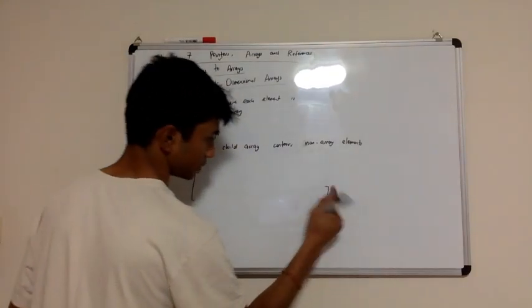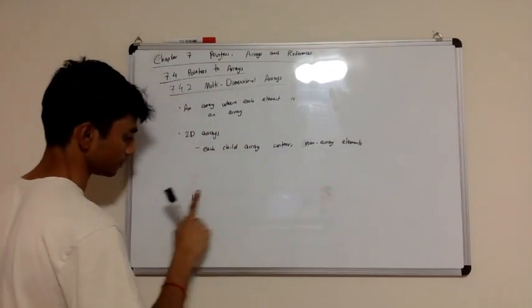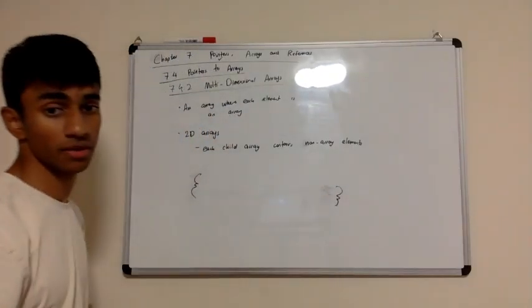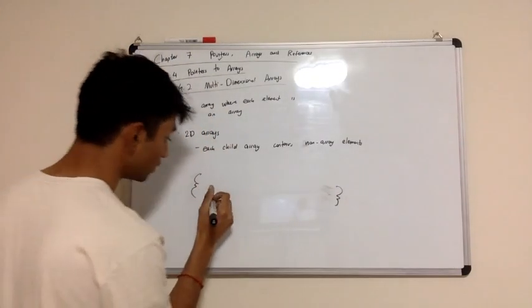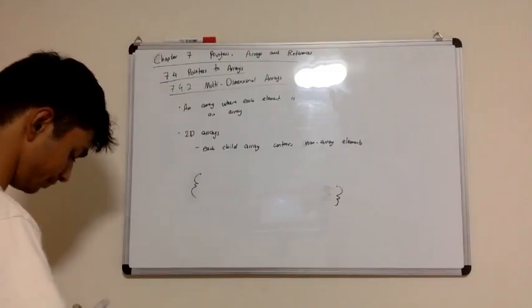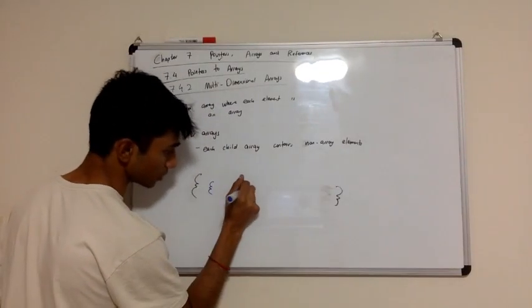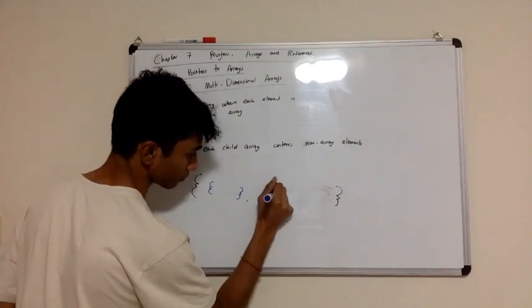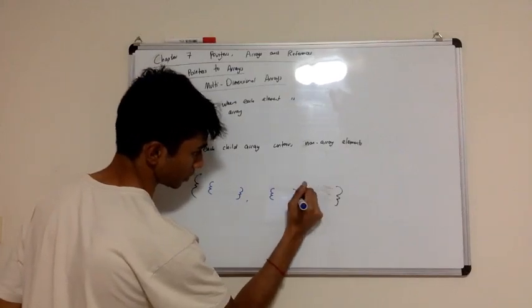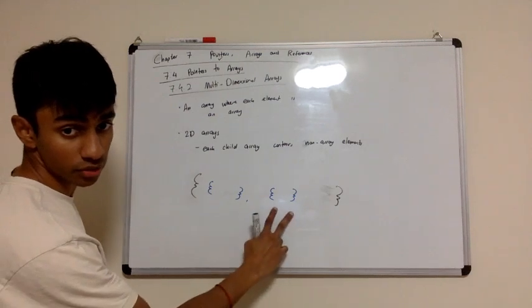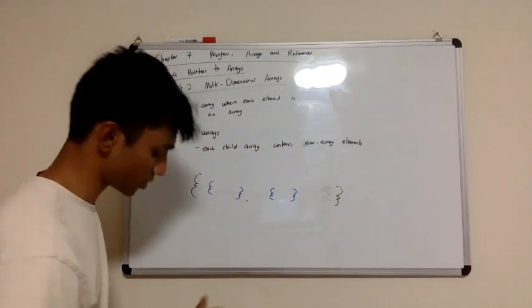What I'm drawing here, maybe I should use the squiggly brackets. This is my outer array, right? For my 2-dimensional array, this is my outer array. The elements, which I will draw in blue, the elements inside this outer array are going to be smaller child arrays. So the blue is the child arrays that are contained within the outer 2-dimensional array.